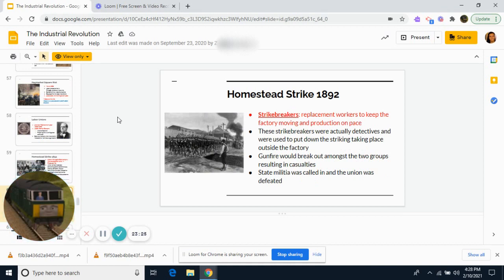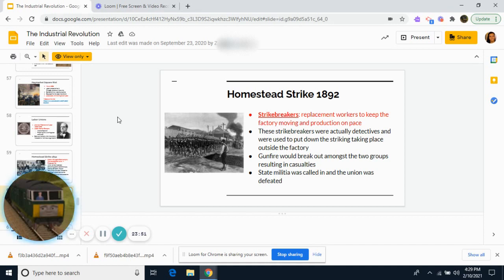Strikebreakers were used to keep the factory moving and production on pace. These strikebreakers were actually detectives, and they were used to put down the strike taking place outside the factory.